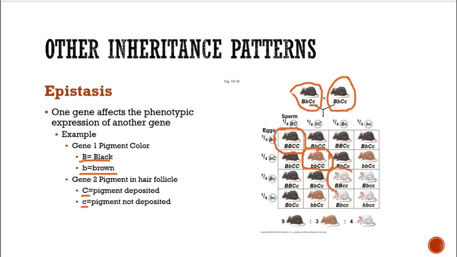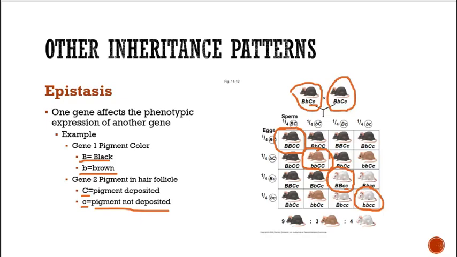So let's look at this individual here. This one has the phenotype of being white, but it's making black pigment, right? It's homozygous dominant for pigment color, so it's making lots of black pigment, but it is homozygous recessive for the pigment being deposited in the hair follicle. So it means it's not going to be deposited. So even though it's making the black pigment, none of that pigment is going into the hair follicle, and therefore the rat appears white because of the lack of pigment.